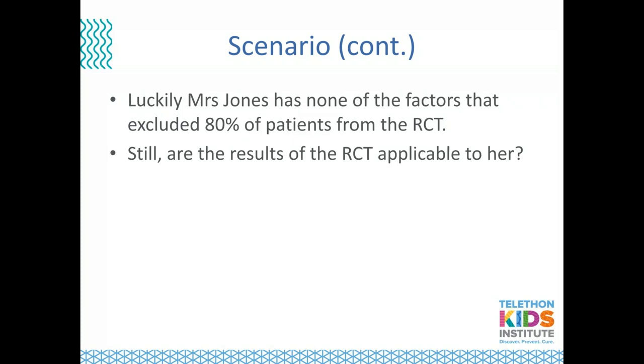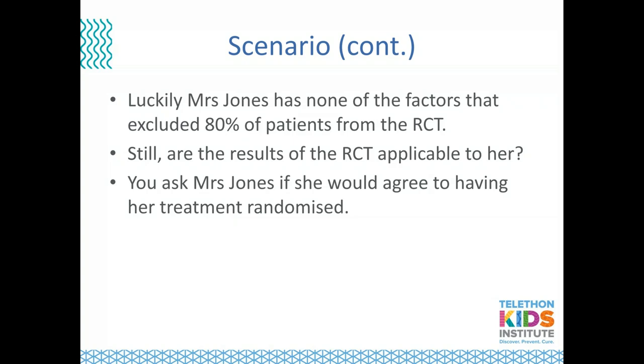And arguably, in order to know whether the results of the trial were applicable to her, you have to ask her whether she would agree to having her treatment randomized, because the only people who took part in the clinical trial were people who were happy to either receive medicine or to receive exercise. People who had a preference for one or the other, who didn't have some degree of equipoise, excluded themselves from the trial, presumably. And if their response to treatment is different from those who were happy to have their treatment randomized, then arguably the results of the trial would not be applicable to them.